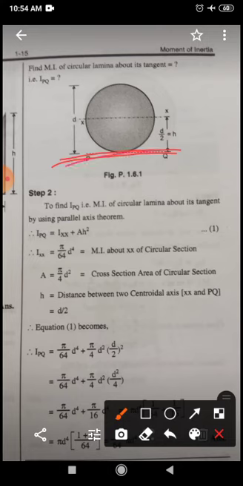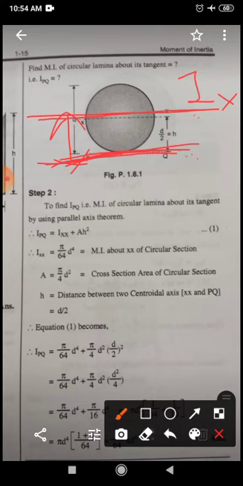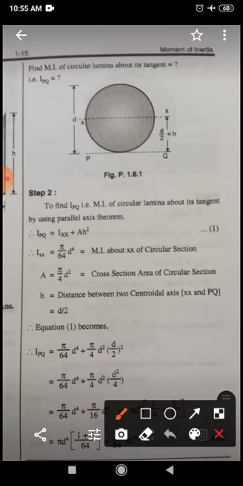It is touching at a point, and we know the moment of inertia about this x-axis. Now if we have to calculate the moment of inertia about the tangent, as the diameter axis and the tangent are always parallel to each other, we can use the principle of parallel axis to calculate the moment of inertia about any tangent. For any tangent it will be the same. If the tangent is over here, the moment of inertia will also be the same, and over here the moment of inertia of that figure about that tangent will also be the same.